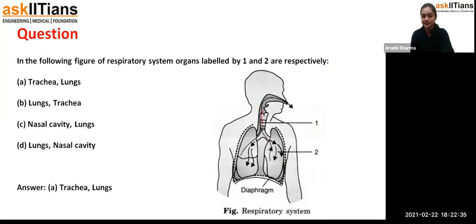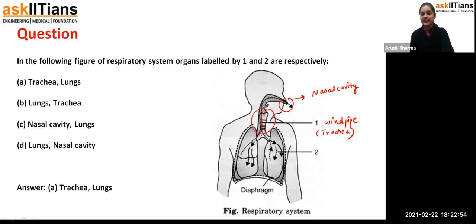So this is the first thing. If we see, this is the nasal cavity. After the nasal cavity, it is the pharynx, and then if you notice here, it is the windpipe. And what is another name of the windpipe? It is the trachea. So the first is the trachea.